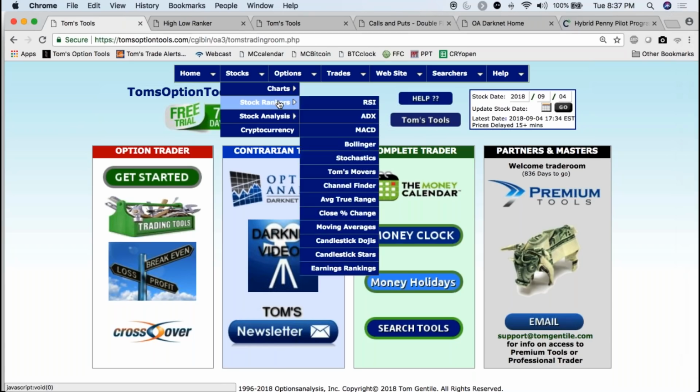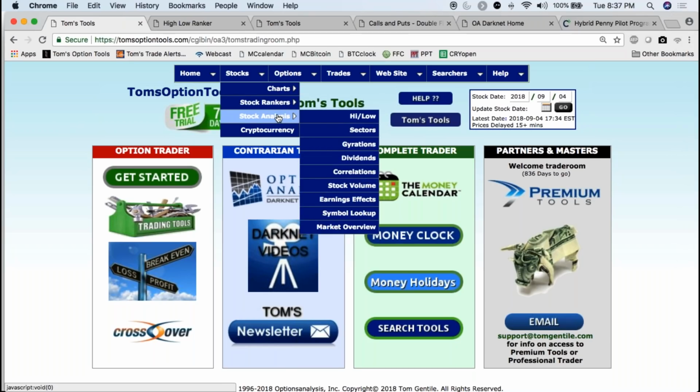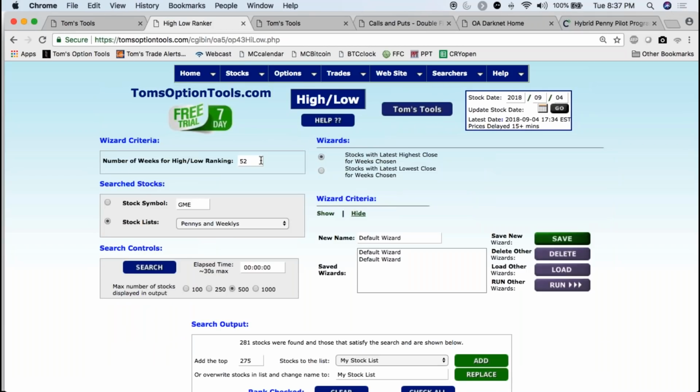We do a lot of ranking and analysis. Some of this analysis you can find pretty much with other sites, and some of it you can't. But one you can is called the HILO ranker. All the HILO ranker does is rank, and you can put in a number of weeks you want to rank. I like to rank highs and lows. For instance, I like to rank quarterly highs, and I like to rank yearly highs. And when those two are happening at the same time, that's really interesting. But we're going to just look at yearly highs right now.